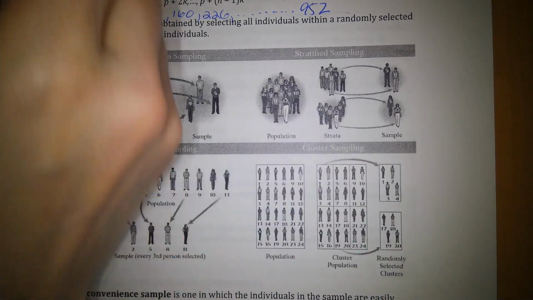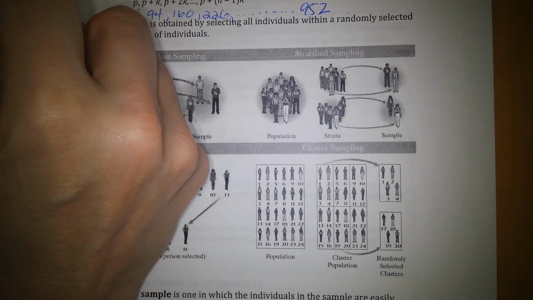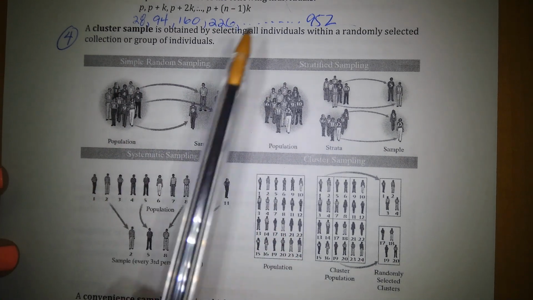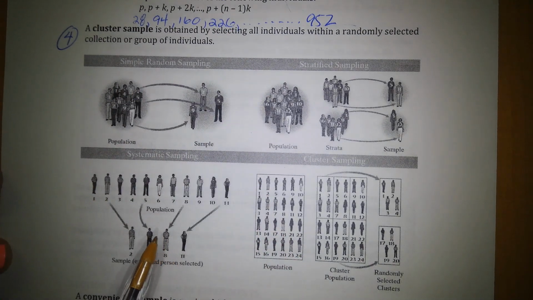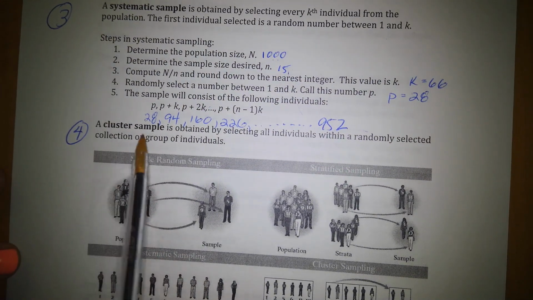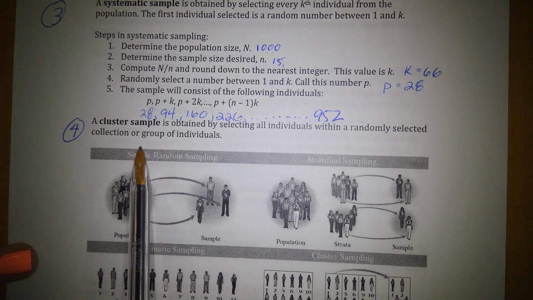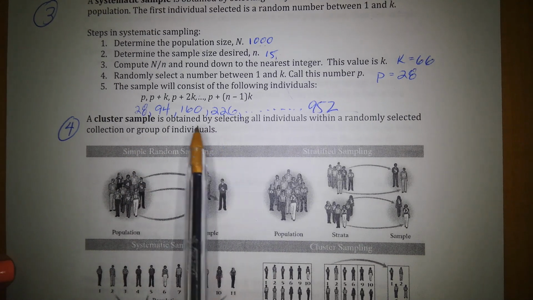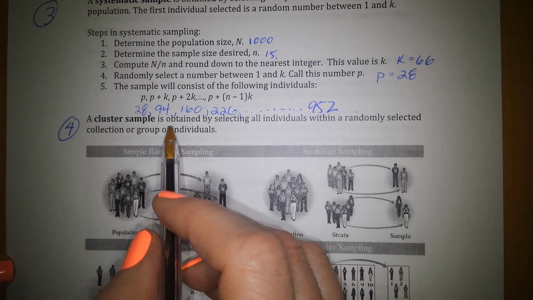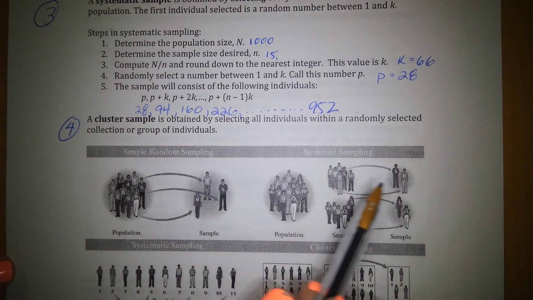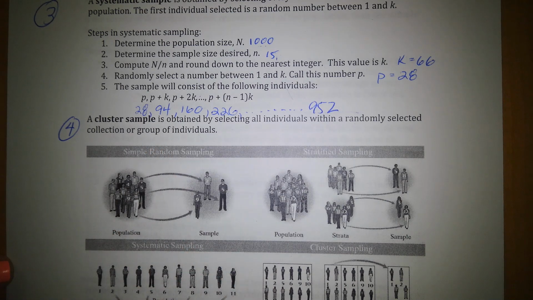The third type, actually the fourth type; the first type was simple random sampling. Then the second type was stratified. The third type was systematic. The fourth type is cluster. In a cluster sample, it's very similar to the stratified. So pay close attention. This is obtained by selecting all the individuals within a randomly collected group of individuals.